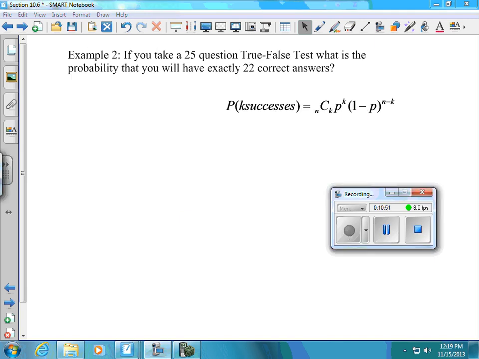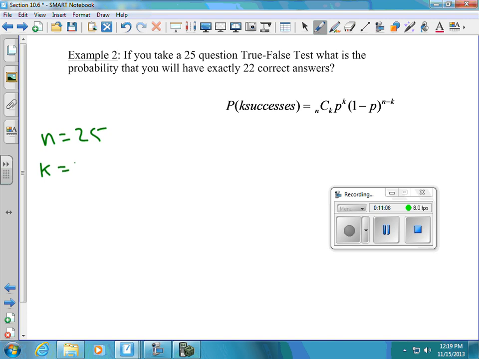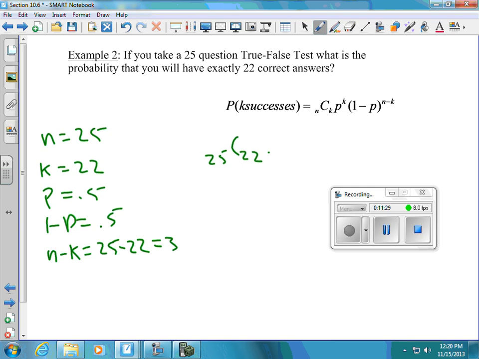Here's a fun one. If you take a 25 question true-false test, what is the probability you'll have exactly 22 correct answers, assuming you just guess and you don't know any of the answers? So n equals 25, k equals 22, p equals 0.5, 1 minus p is 0.5, and n minus k is 25 minus 22, or 3. So once again, we have a probability of success at a true-false question of 0.5. That's why the probability of success is 0.5 again. We do 25C22 times 0.5 to the 22 times 0.5 to the 3.